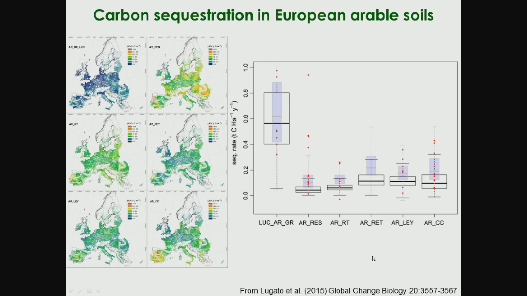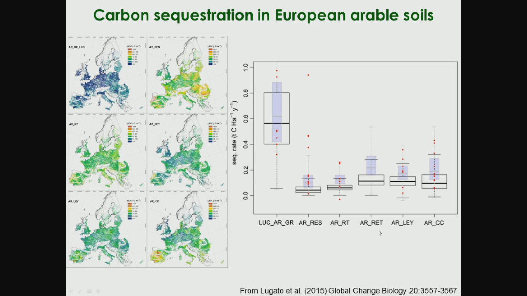The other models here, so this one here, RES, this is the concept of not removing crop residues from the field at the end of the season, so leaving those residues on the field, so that carbon that's incorporated in that plant material can enter back into the soil. RT, this is reduced tillage, so reducing this active movement of the soil through ploughing activities. That can also provide some benefit.